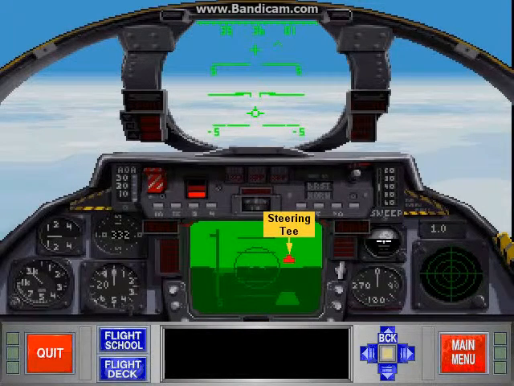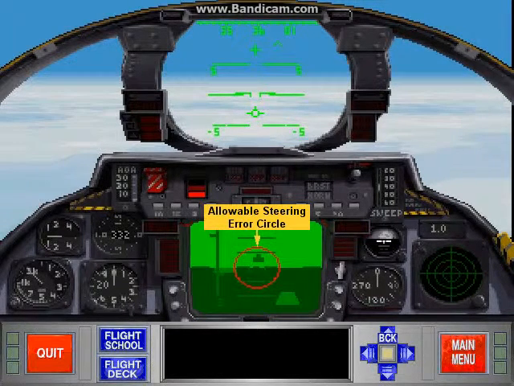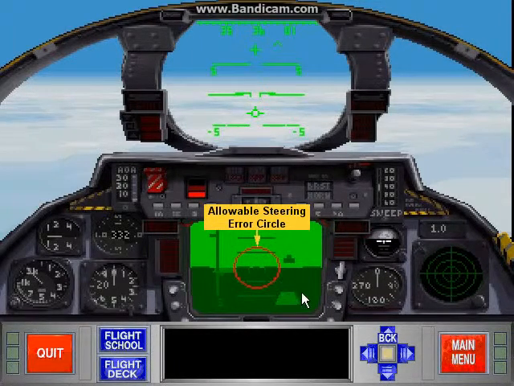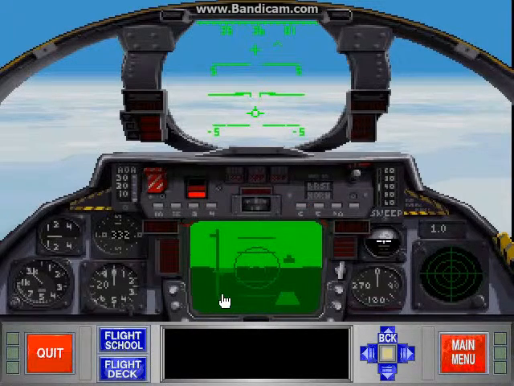The steering T represents a target that you have locked up. To increase your chances of a missile kill, maneuver so that the steering T is inside the allowable steering error circle before firing. The allowable steering error circle is used to line up a clean shot on the enemy. To increase your chances of a missile kill, maneuver so that the steering T, representing an enemy aircraft, is inside the circle before firing.